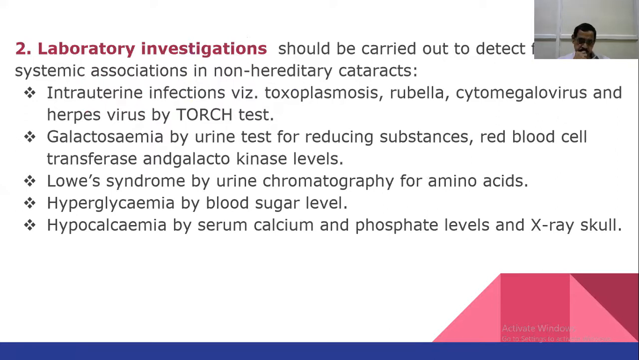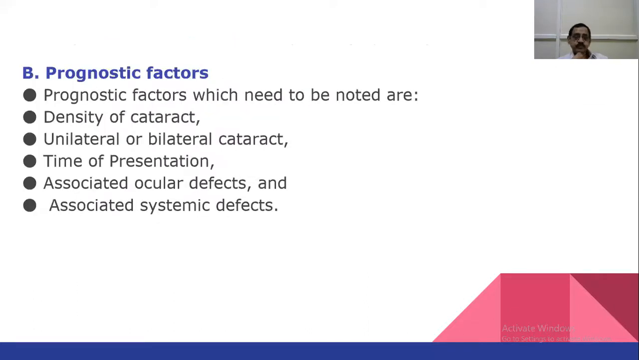Hypocalcemia is diagnosed by serum calcium and phosphate levels and X-rays of the skull. Hyperglycemia is diagnosed by blood sugar levels. Next, the prognostic factors which need to be noted are the density of the cataract, unilateral or bilateral cataract, and the time of presentation. Associated ocular defects or systemic defects should also be noted.